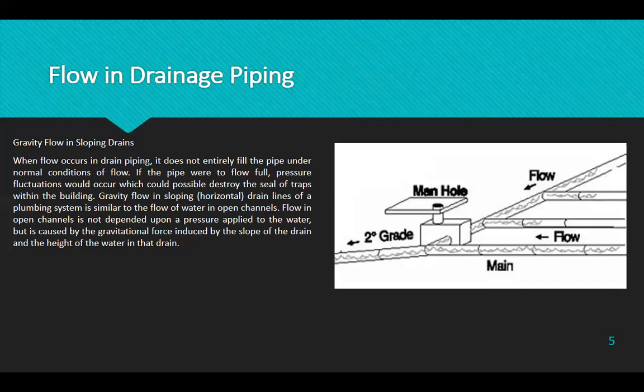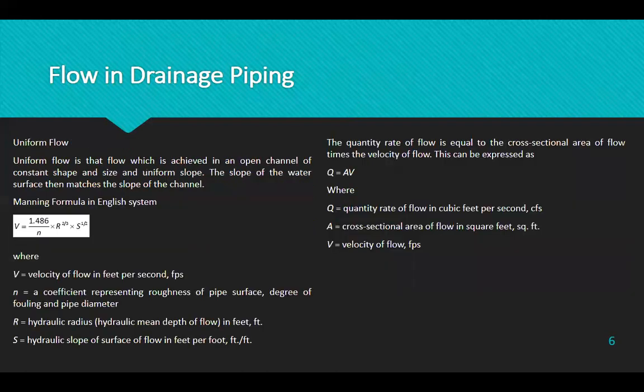Fluid mechanics. So, uniform flow. Uniform flow is that flow which is achieved in an open channel of constant shape and size and uniform slope. The slope of the water surface then matches the slope of the channel.